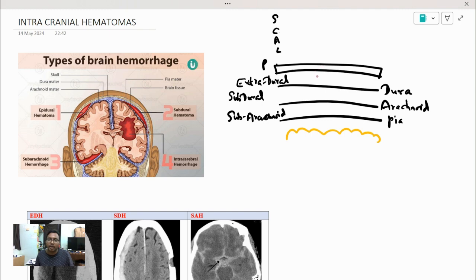So what are all the different layers we have? What are all the different vessels we have at each space? Depending upon what type of hematoma, which vessels are involved. Let's say, for example, in the subarachnoid space, your circle of Willis will be going. So here you got the circle of Willis. Then in the subdural space, usually we have got emissary veins, or your bridging veins. They're called bridging veins or emissary veins.